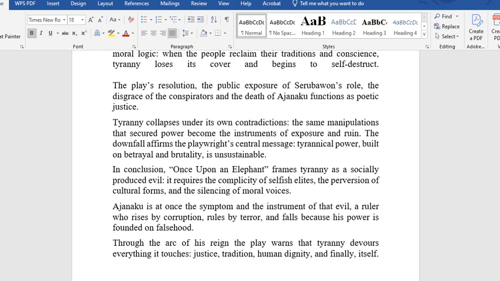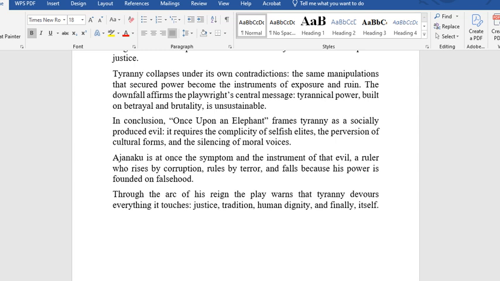The play's resolution, the public exposure of Sylabu's role, the disgrace of the conspirators, and the death of Ajanaku function as poetic justice. Tyranny collapses under its own contradictions. The same manipulation that secured power becomes the instrument of exposure and ruin. That is, Ajanaku ruined himself through his actions. The downfall affirms the playwright's central message. Tyrannical power, built on betrayal and brutality, is unsustainable.